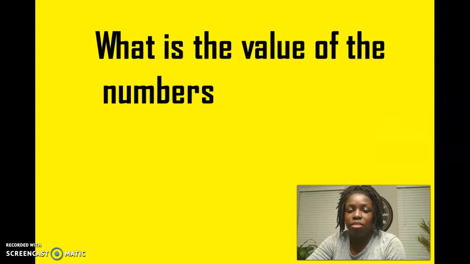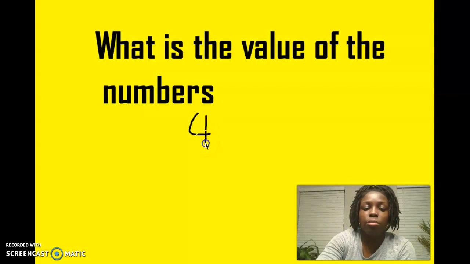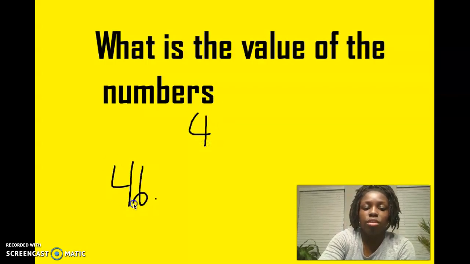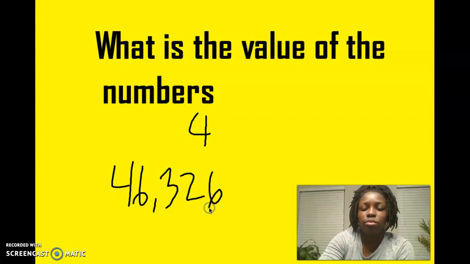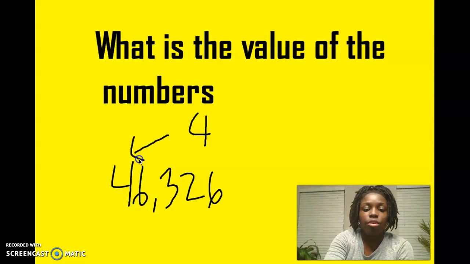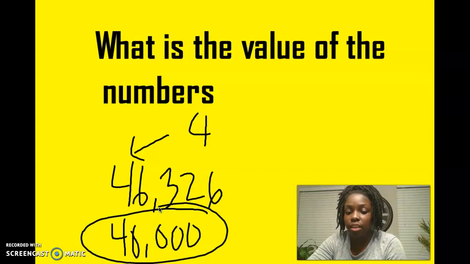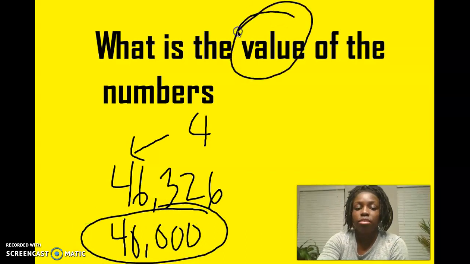All right, so let's look and see what's the value of the numbers. Can you tell me what is the value of the number 4 in 46,326? What is the value of that 4? Good, the value of this 4 is 40,000. It is worth 40,000. I know it's in the 10,000s place, but the value is 40,000.